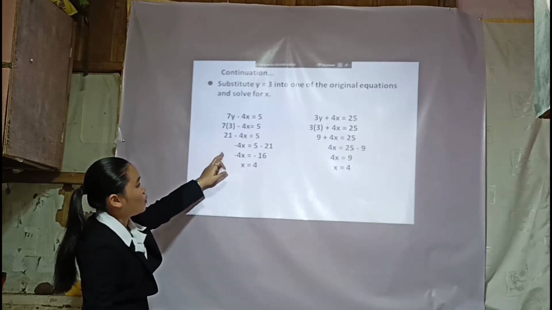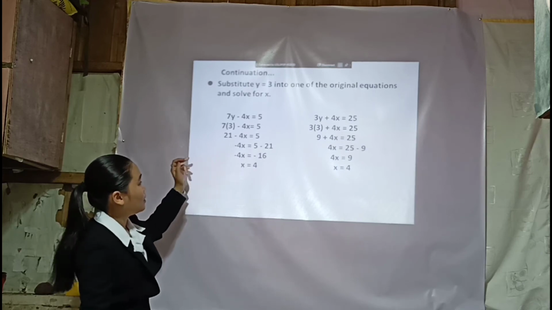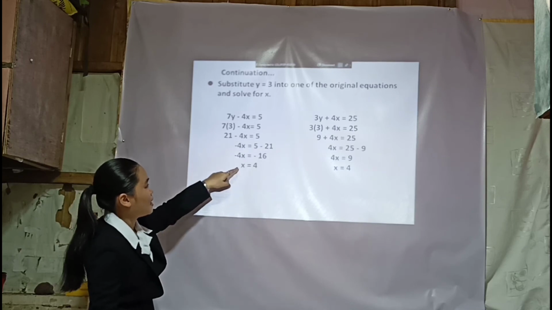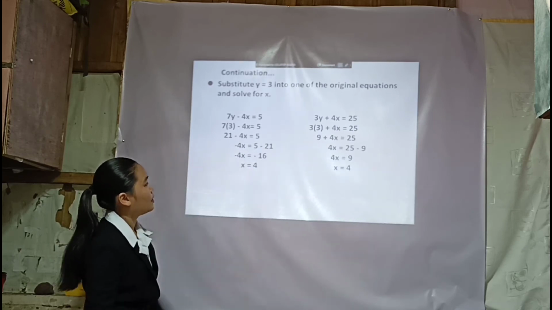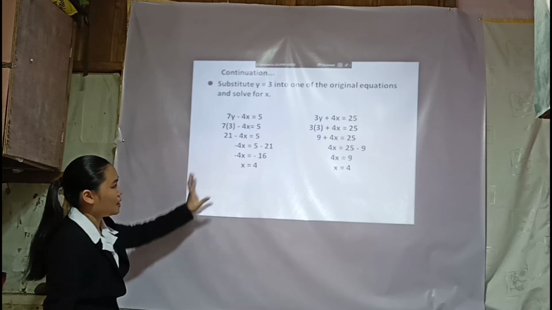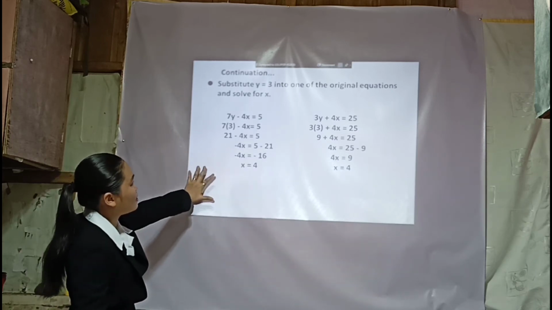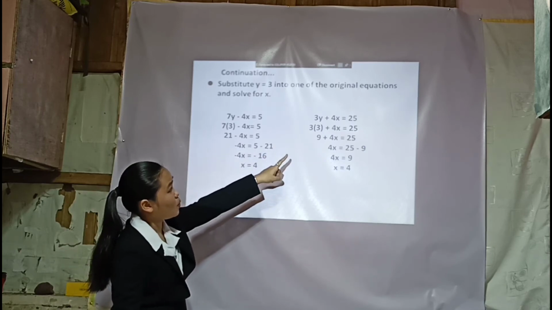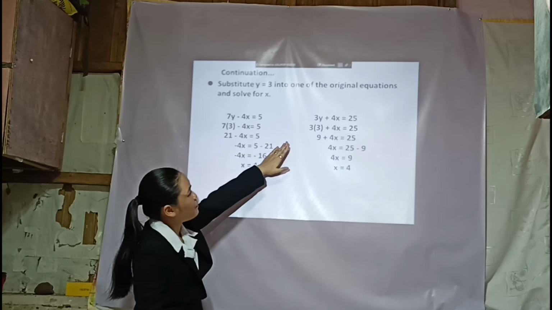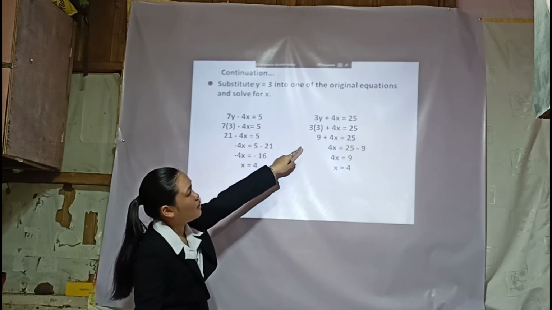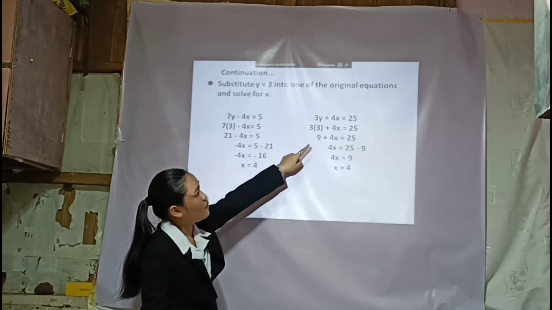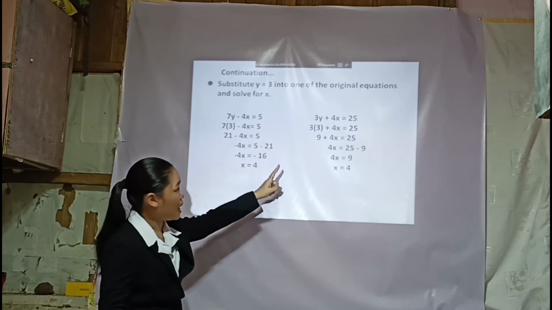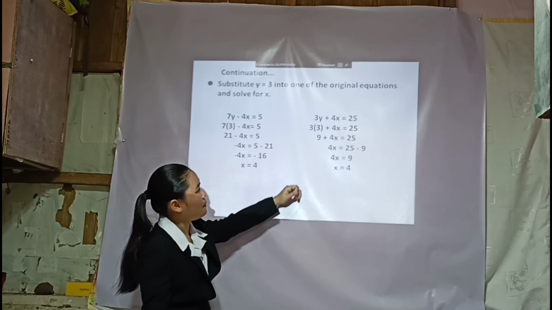So we will divide both sides by negative 4. So the answer is x equals 4. So we have the value of x. So let's try another equation. The second equation is 3y plus 4x equals 25. So 3 times 3, the value of y, plus 4x equals 25. So 3 times 3 equals 9 plus 4x equals 25.